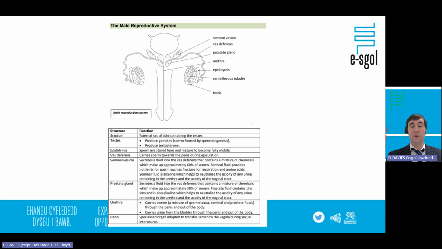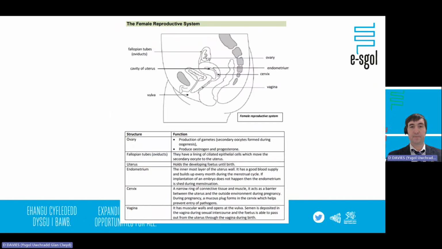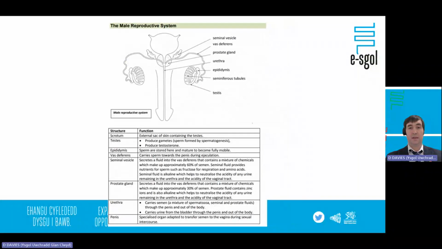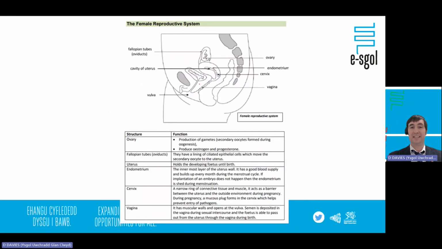So you need to make sure that you've got structure and function nailed down for the male reproductive system. You also need to do the same for the female reproductive system. This is the view that we had here, a frontal view. The view that you have here is a side view, the view from the side, not a frontal view.